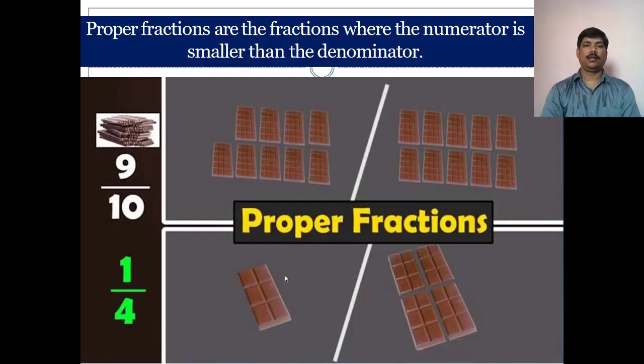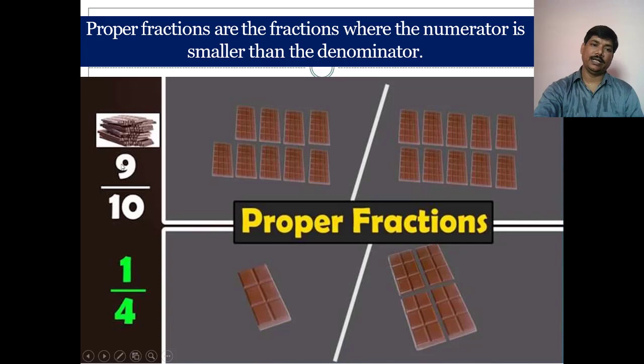Next, proper fraction. Proper fractions are the fractions where the numerator is smaller than the denominator. How do we identify a proper fraction? To identify a proper fraction, we will see the numerator and denominator, and if the numerator is less than the denominator, or smaller than the denominator, then that fraction will be a proper fraction.